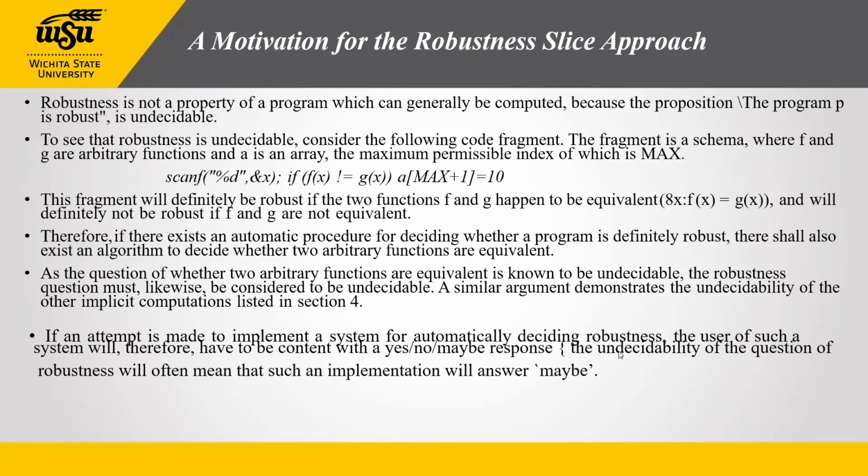If an attempt is made to implement a system for automatically deciding robustness, the user of such a system will therefore have to be content with a yes, no, or maybe response. And the undecidability of the question of robustness will often mean that such an implementation will answer maybe, and there is no approximate or accurate value. We only have the approximate value. We don't have the accurate value for the robustness. This is what it means.